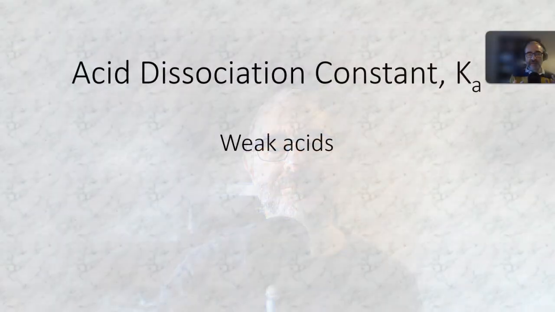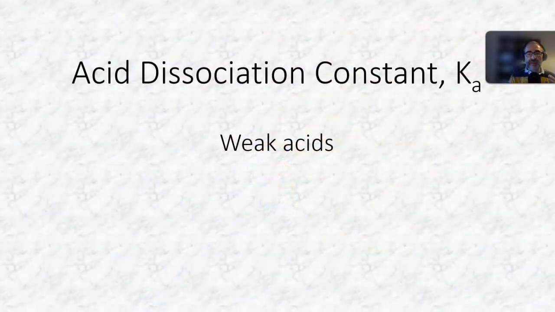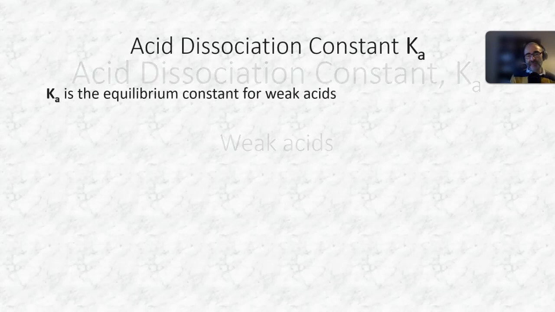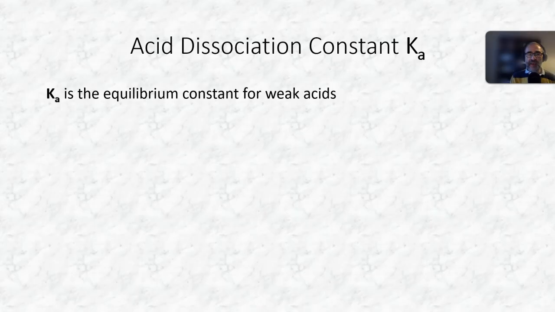Today we're talking about the acid dissociation constant, Ka. That's a capital K with a subscript A. And Ka is applicable to weak acids only, it's not applicable to strong acids. So what is the acid dissociation constant? What is Ka? Well, Ka is the equilibrium constant for the reversible reaction of the dissociation, the ionization of weak acids, and we'll look more at that in a moment.